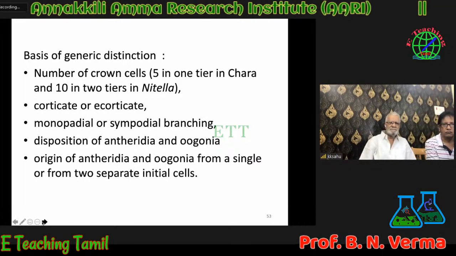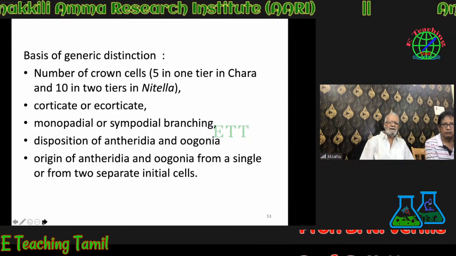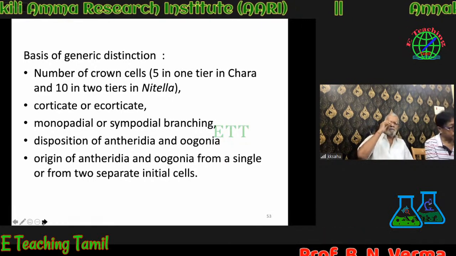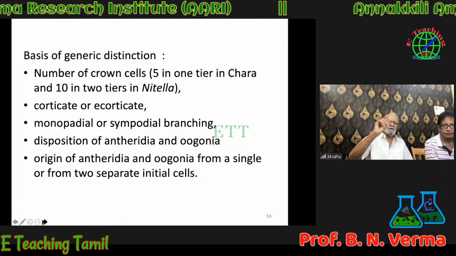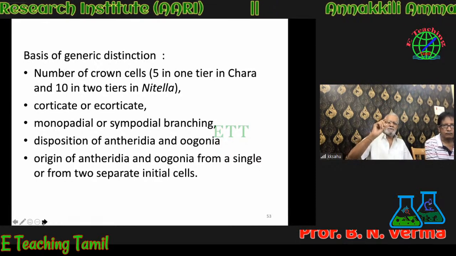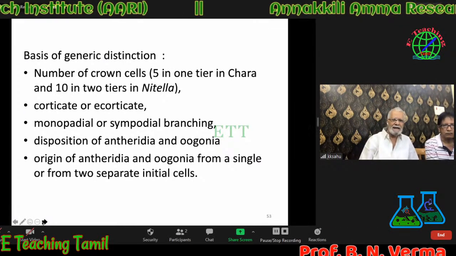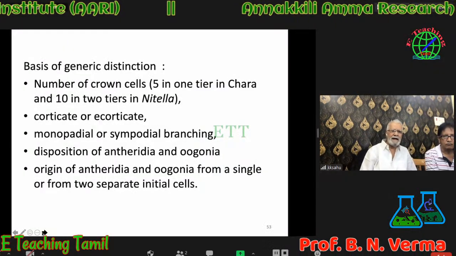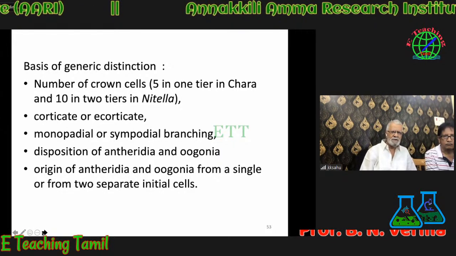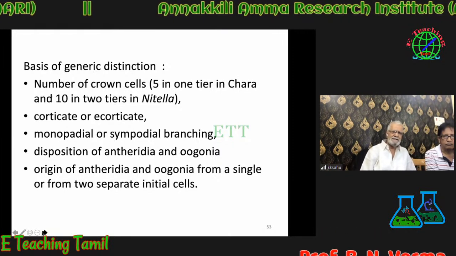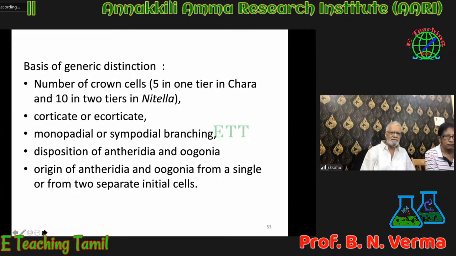Basis of generic distinction: number of crown cells, 5 in one tier in Chara and 10 in two tiers. I have just shown you the corona in one tier denoting the Characeae. In the case of Nitella, the corona remains in the same position, but instead of unicellular, it becomes bicellular. So the number of cells becomes 10 instead of 5, and instead of being arranged in one tier, it is arranged in two tiers. Corticate or ecorticate? Nitella is completely ecorticate, but there exists a wide variation in regard to cortication and ecortication in the case of the Chareae.